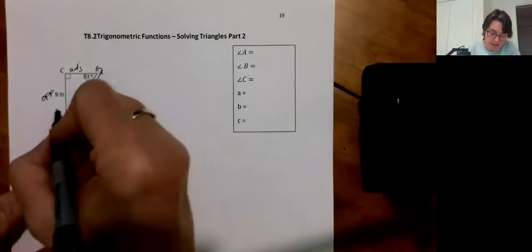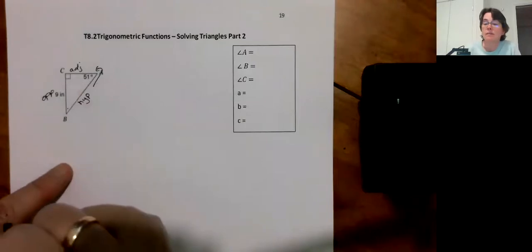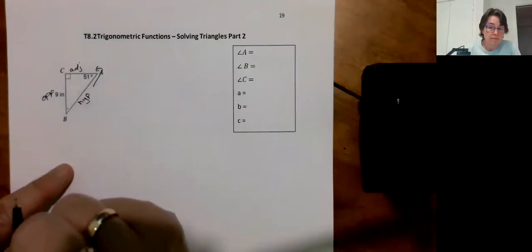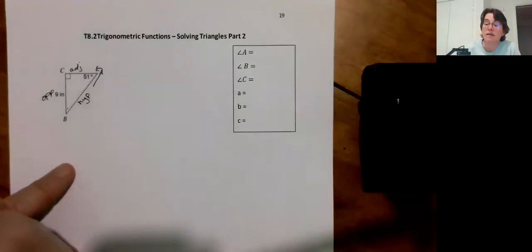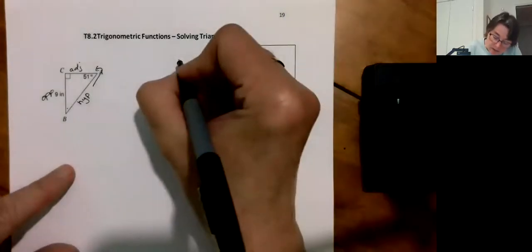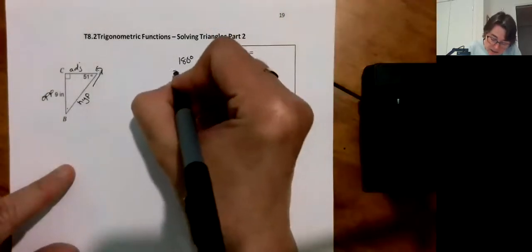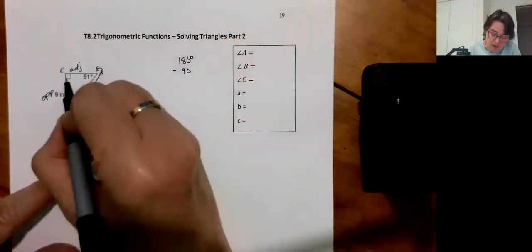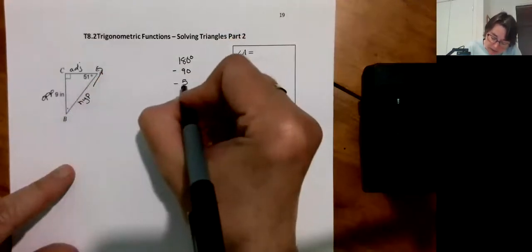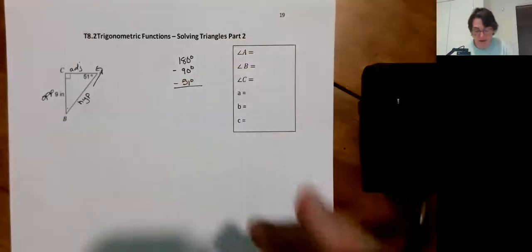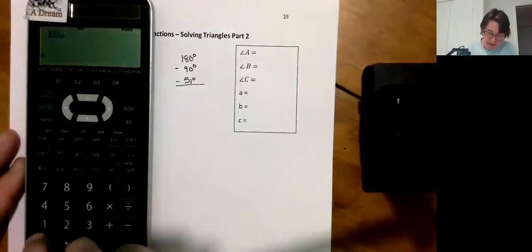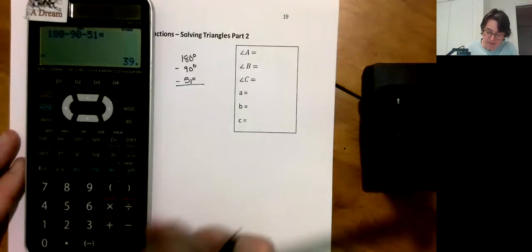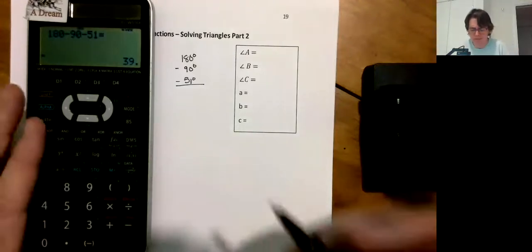You know what? We can calculate angle B pretty easily. From the previous video, you should remember, or maybe you just know, the sum of the angles in a triangle is always 180 degrees. So if I have 180 degrees to start with, and I take away the 90, which is the square corner, and then I take away the 51 that was given, 180 minus 90 minus 51, I want to say 39, but I'm not sure. But anyway, 39 degrees.